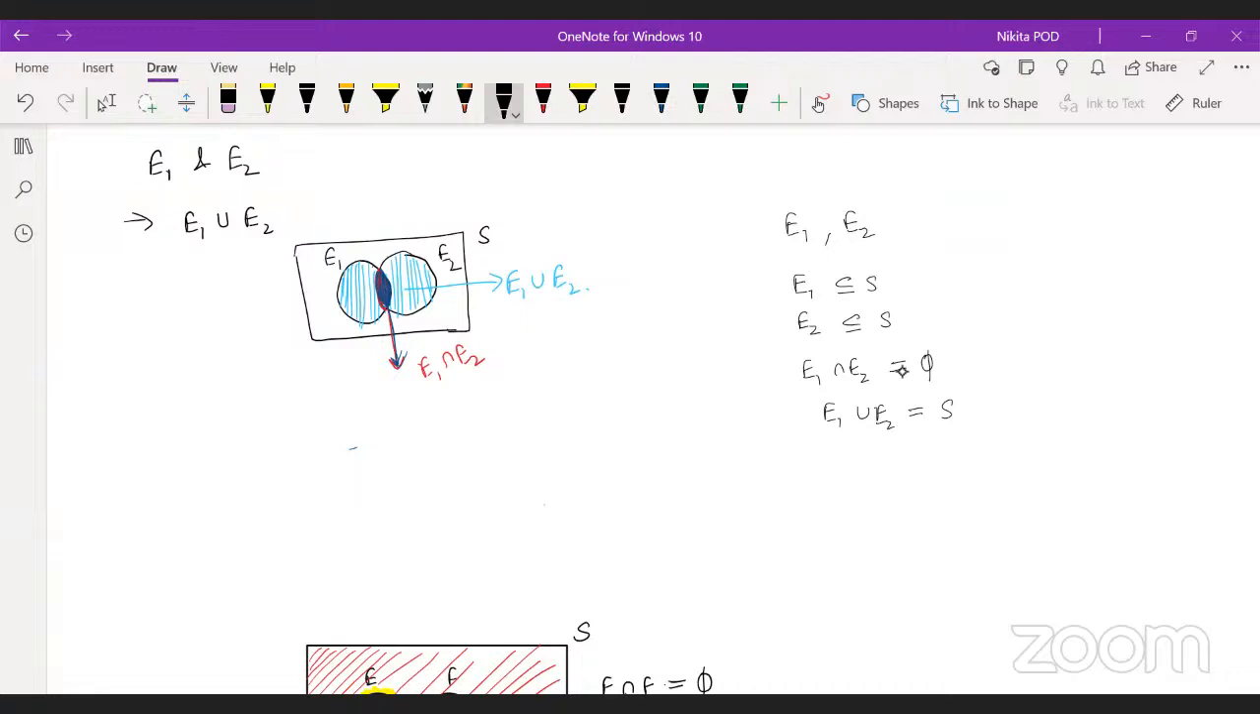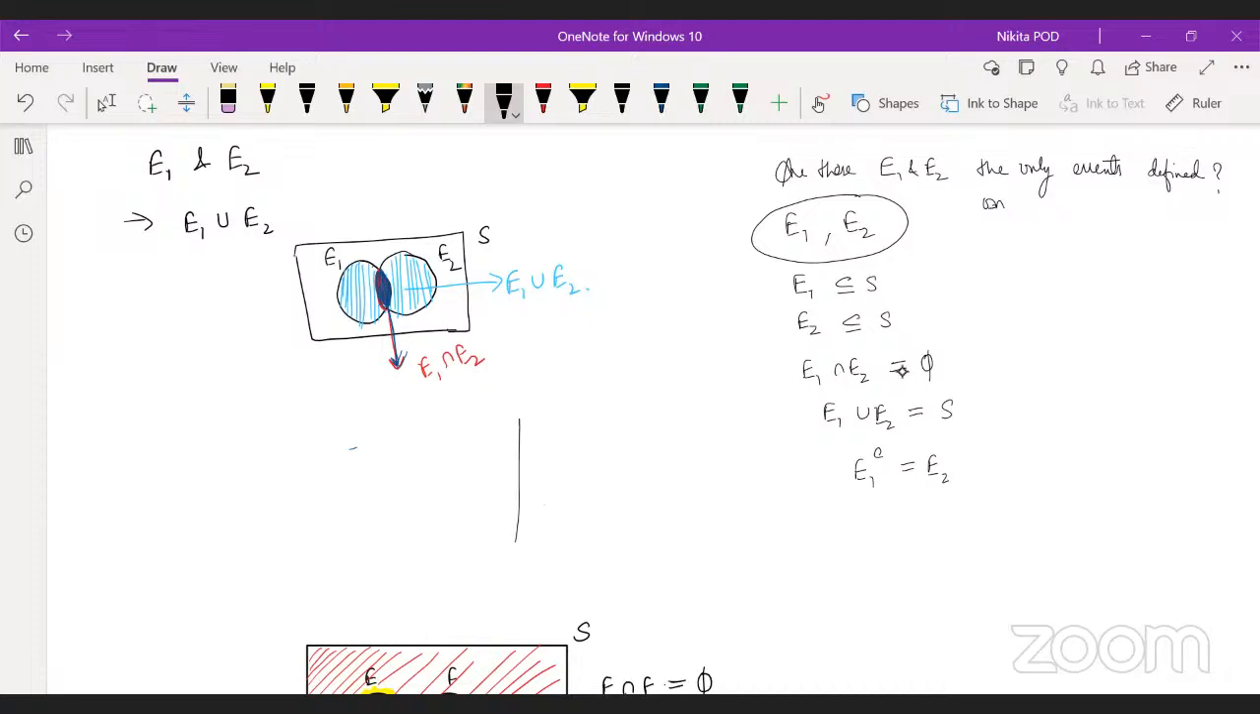Now, are these the only events that can be defined on the sample space? That is one question that we can ask. Are these E1 and E2 the only events defined on S? If not, then let's say E1 complement is equal to E2. Then we can say that E1 complement equals E2.